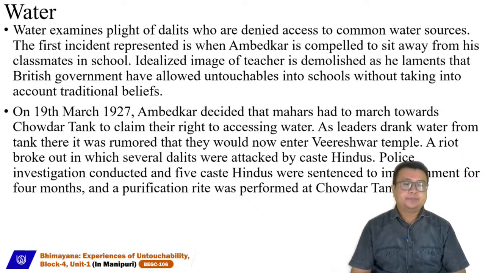On 19 March 1927, Ambedkar decided that Mahars had to march towards Chavdar Tank to claim their right to accessing water. As leaders drank water from the tank, it was rumored that they would now enter the Veereshwar temple. A riot broke out in which several Dalits were attacked by caste Hindus. A police investigation was conducted and 5 caste Hindus were sentenced to imprisonment for 4 months, and a purification rite was performed at Chavdar Tank. So the Mahar Satyagraha went to the court.